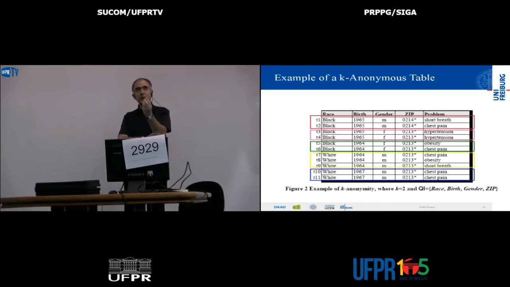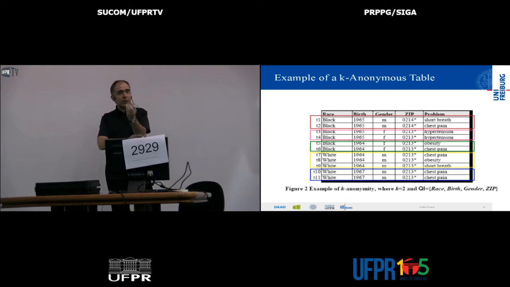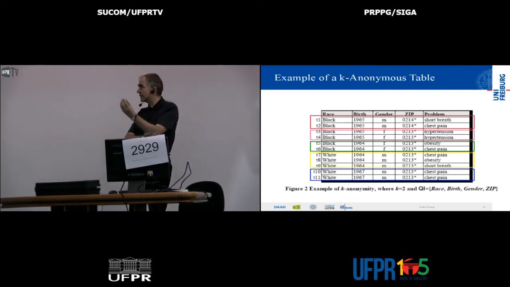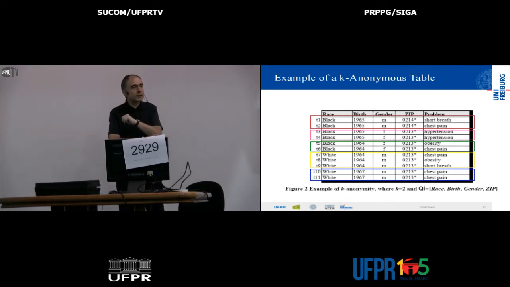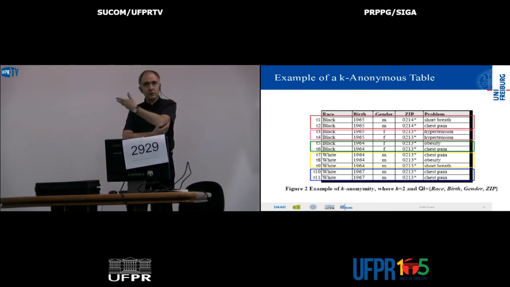Really, you have to make sure and check your data whether you can guarantee this being K anonymous. K equals 2, and the quasi-identifiers are race, birth, gender, and zip. This is copied from American literature. We didn't invent that, it's just taken. That's what seems to worry them specifically.